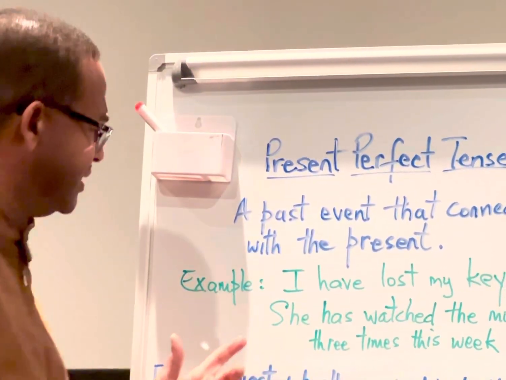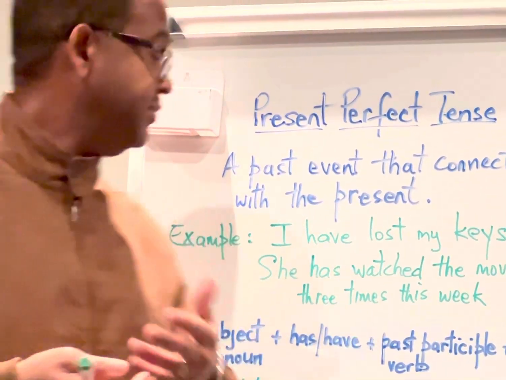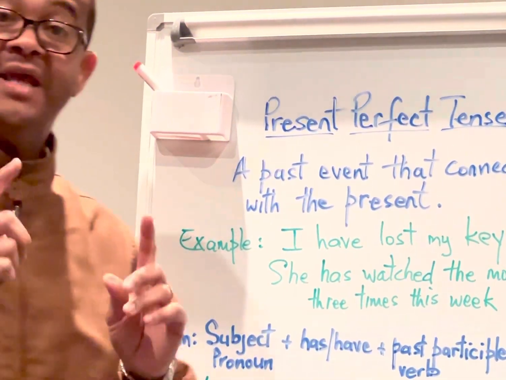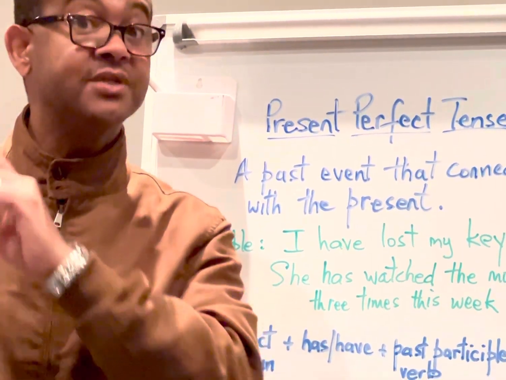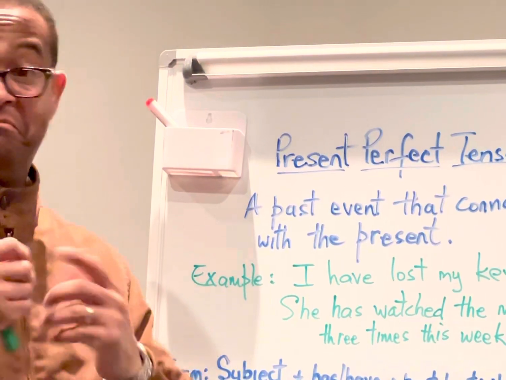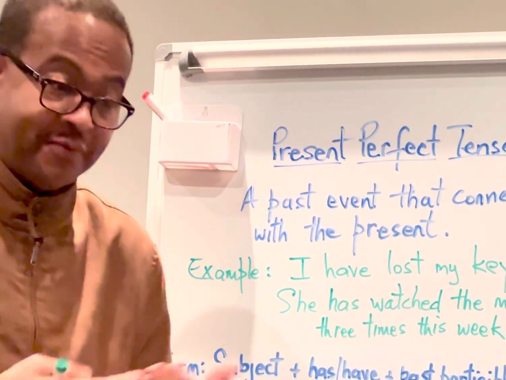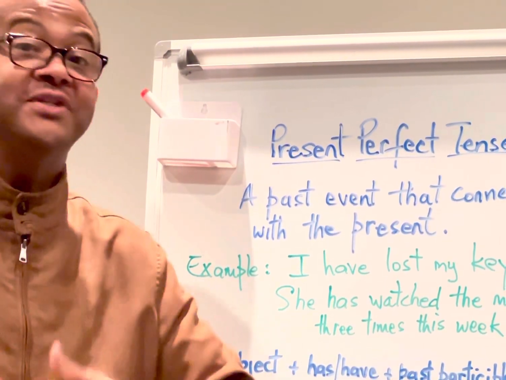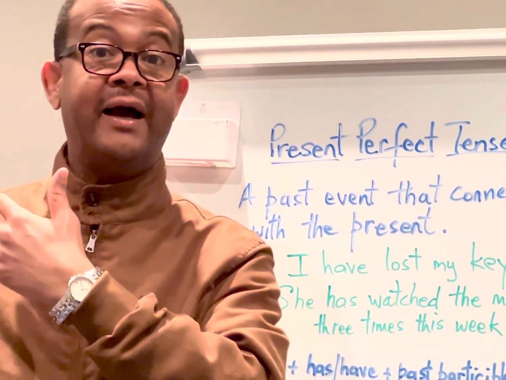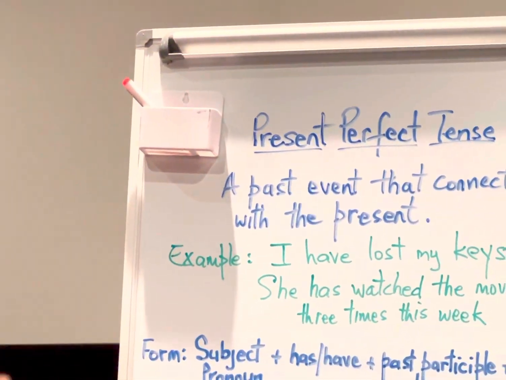The second example is she has watched the movie 3 times this week. She has watched the movie once, twice, thrice, 3 times this week. It still relates to the present, right? Okay, we're still in the week, and she has watched the movie 3 times this week. Okay, so let's look at the form.